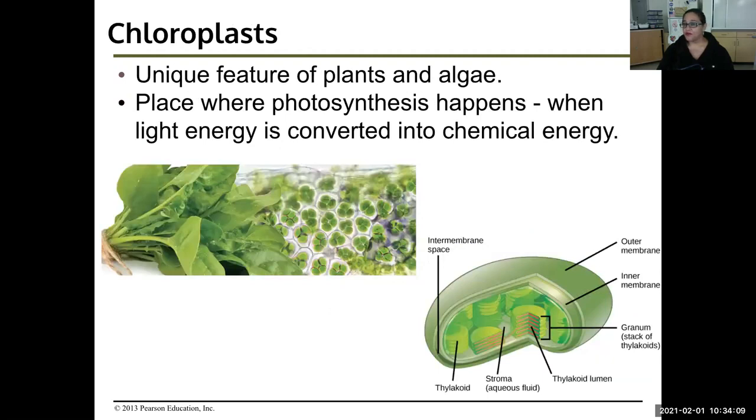Chloroplasts are unique features of plants and algae. They're the place where photosynthesis happens, where light energy is converted into chemical energy. And we do not have these. Our cells do not perform photosynthesis. So these are only found in plant cells and algae.